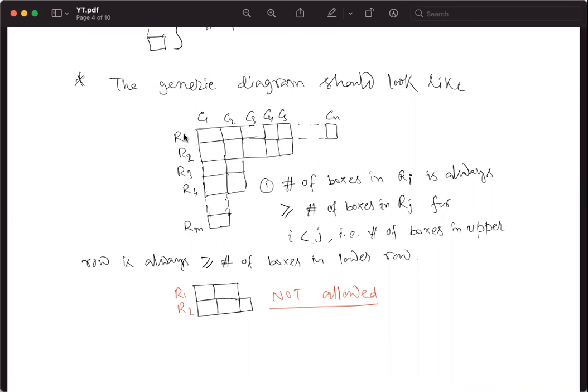That means let's consider, let's say, R1 and R2 here. Okay, so we can see that while drawing this generic diagram, I have kept the number of boxes in row R1 larger than R2, and the number of boxes in R2 greater than the number of boxes in R3, but also the number of boxes in R3 is equal to the number of boxes in R4, which is allowed. But if you draw a diagram where the number of boxes in row R1 is 2 and the number of boxes in row R2 is 3, this is not allowed. Okay, so this is one of the thumb rules.